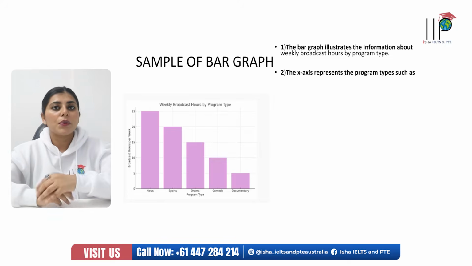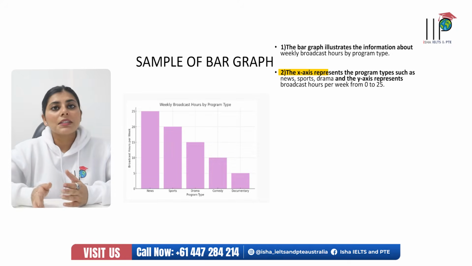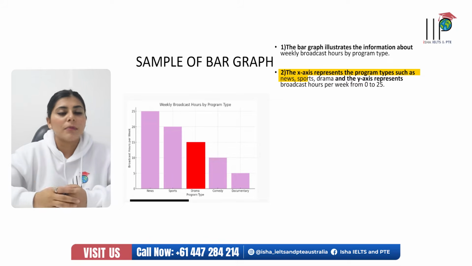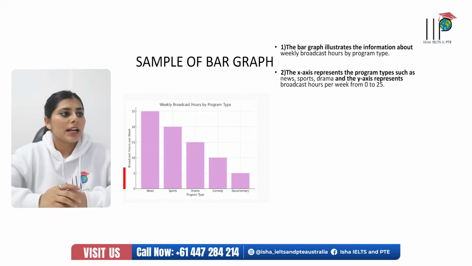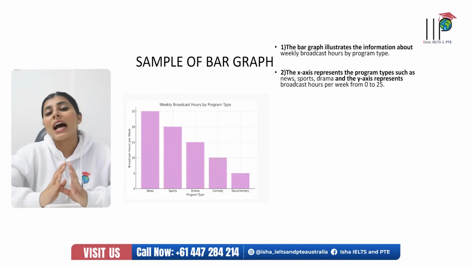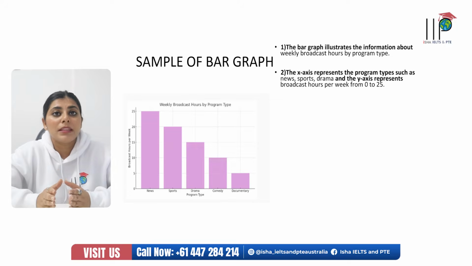So in the template, we are going to fit in like this. The x-axis represents the program types and we can mention one or two names such as drama, news and sports. And the y-axis represents the broadcast hours per week from 0 to 25. Now we have to look for something which is highest or maximum in the image.